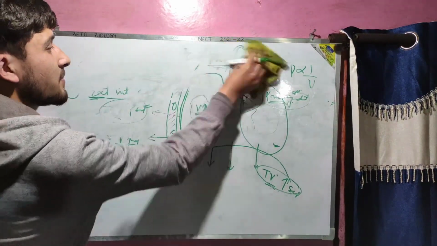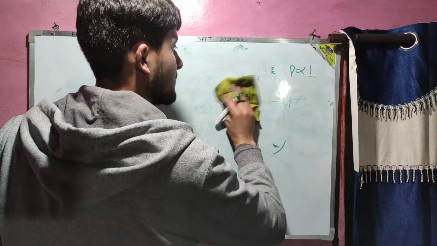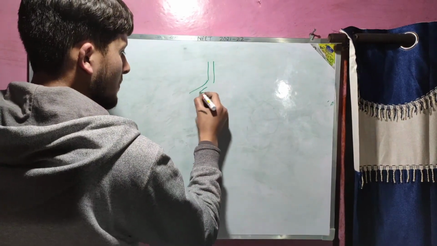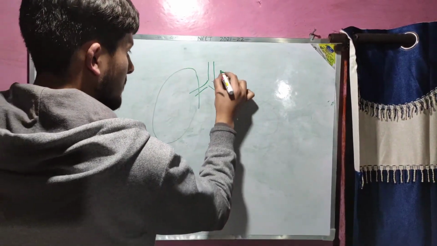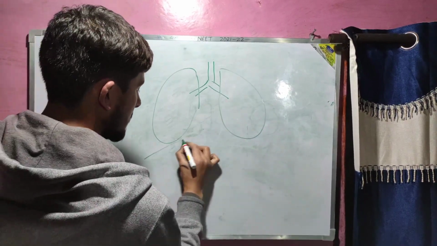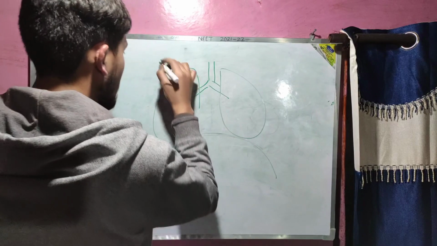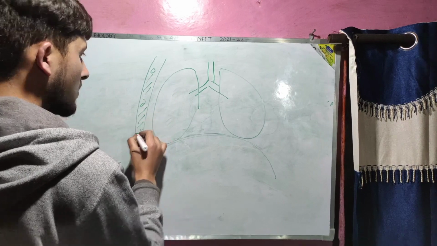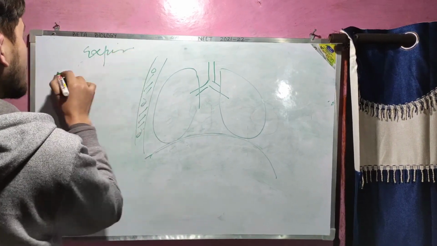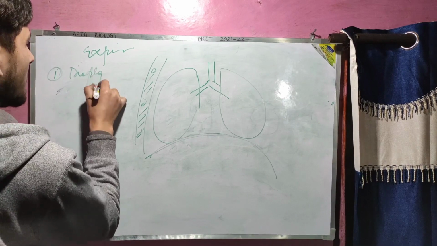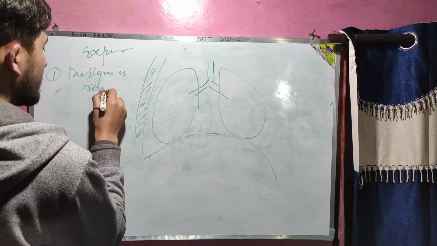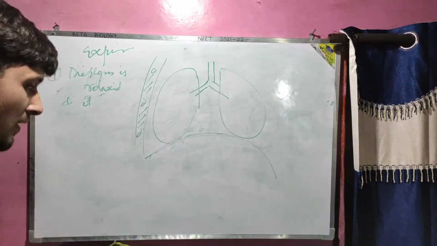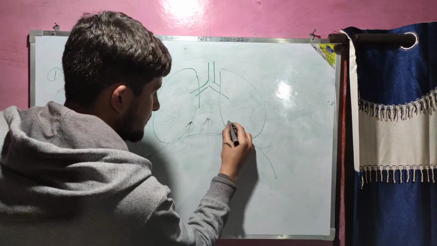Now what happens in case of expiration? This is here the diaphragm. In case of expiration, सबसे पहले जो diaphragm होता है that is relaxed. Diaphragm is relaxed and it is moved to its original position. Diaphragm जो relax होता है, it is moved to its original position.